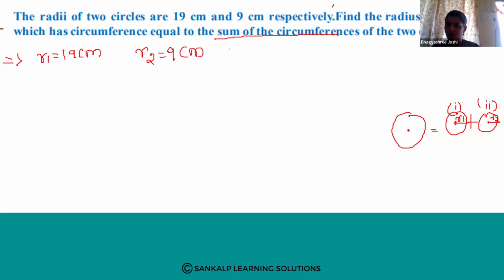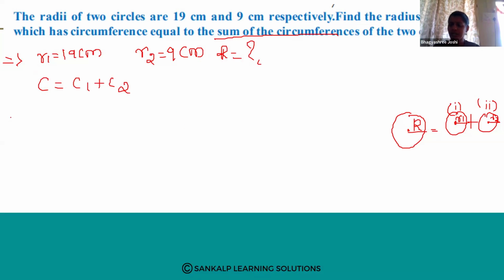Yes or no? What we want? We want the radius of the big circle. So the radius of this circle we want, let us consider it as capital R. Now, circumference C is equal to C1 plus C2. Call this C, the circumference of the big circle, and this is the circumference of the first small circle plus the circumference of the second small circle. So C1 plus C2.